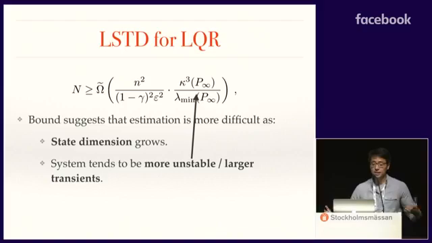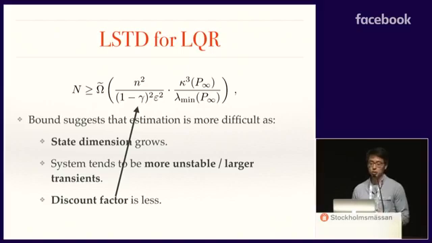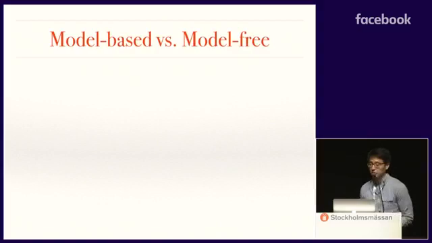So it suggests that systems that are perhaps less well regular, less well behaved, actually become harder to estimate. And finally, we also see that it has this 1/(1 − γ)² dependence on the discount factor. This is fairly standard in RL, so this one is maybe not as much of an issue. Okay, but that was an upper bound.